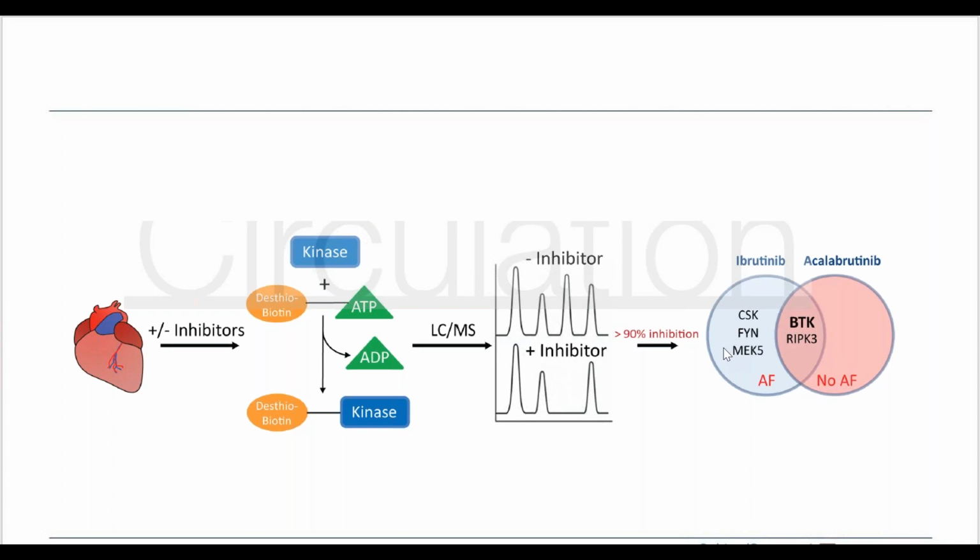So they concluded here that BTK, from our previous experiment, is not the inducing factor of atrial fibrillation. And since the mice in the acalabrutinib group did not show AF inducibility, they excluded RIPK3 to be the culprit factor here. So they went on a quest of trying to exclude the remaining kinases over here.